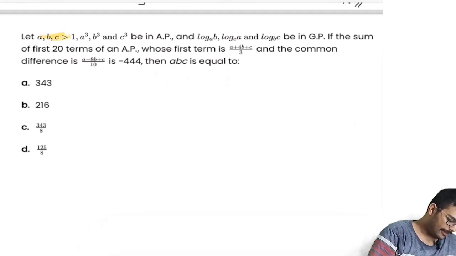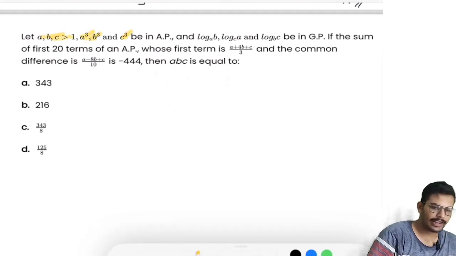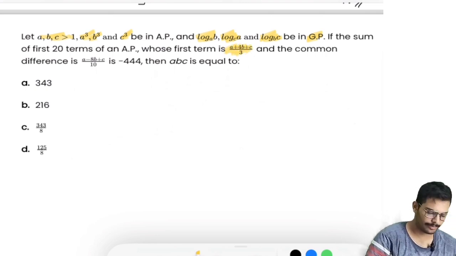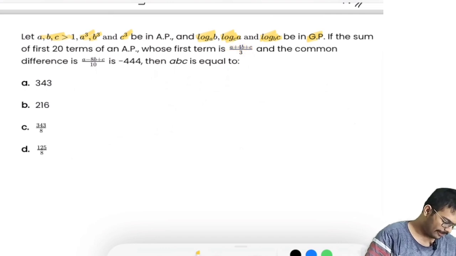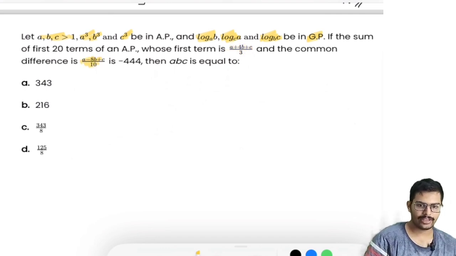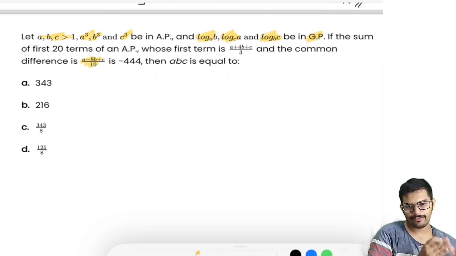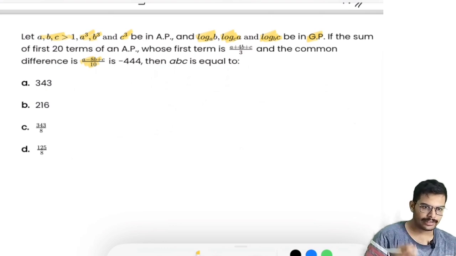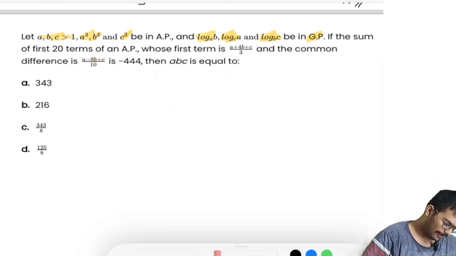Let A, B, C be greater than 1, with A cube, B cube, C cube in arithmetic progression, and log B to the base A, log A to the base C, and log C to the base B in GP. The sum of the first 20 terms of an AP whose first term is A plus 4A for B plus C divided by 2 divided by 3, and the common difference, is minus 444. Then A into B into C equal to? We need to find the values of A, B, C and then multiply all three.